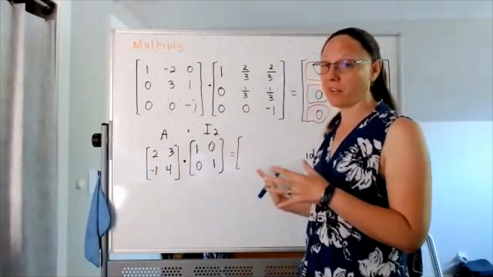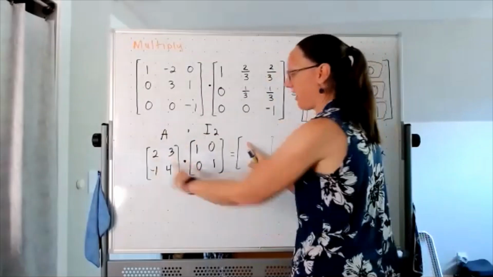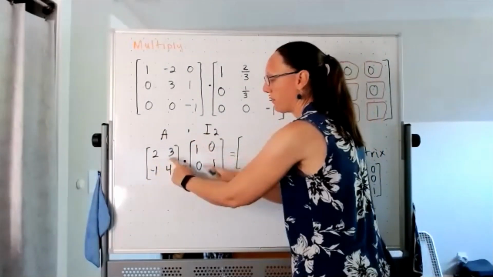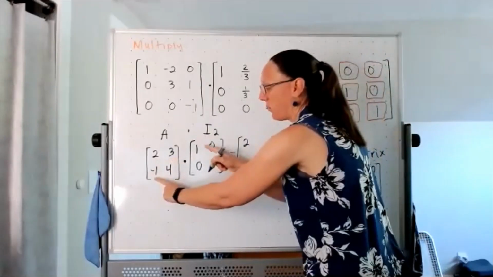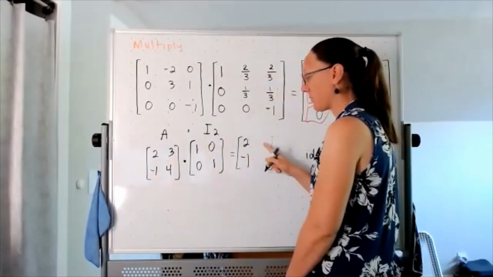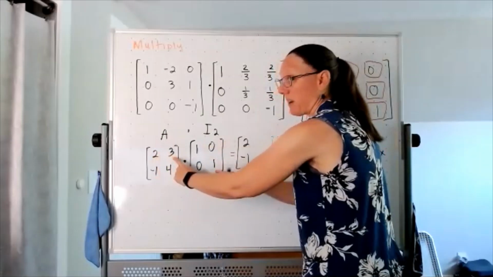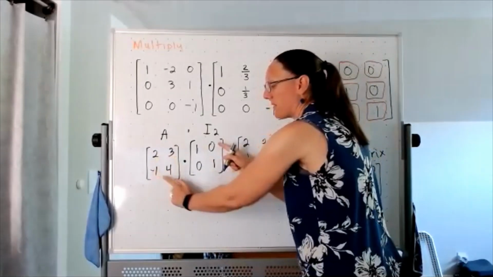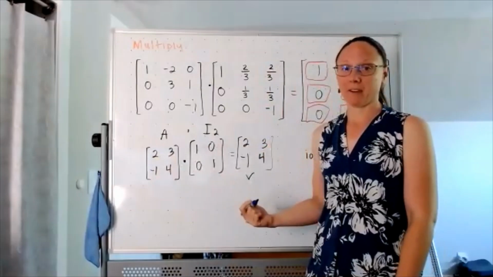I'm going to do this one pretty quick. This is going to come from row 1 times column 1. So I've got 2 times 1 plus 3 times 0. To get this, I've got -1 times 1 plus 4 times 0. To get this one, I've got 2 times 0 plus 3 times 1. And to get this last one, I'll have -1 times 0 plus 4 times 1. We did. We got the same matrix back.